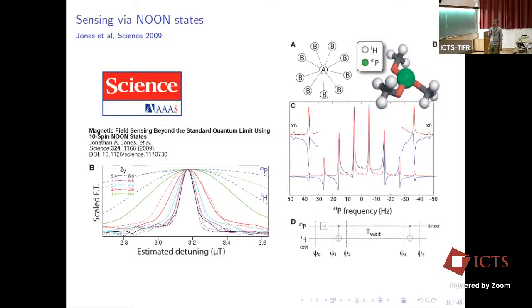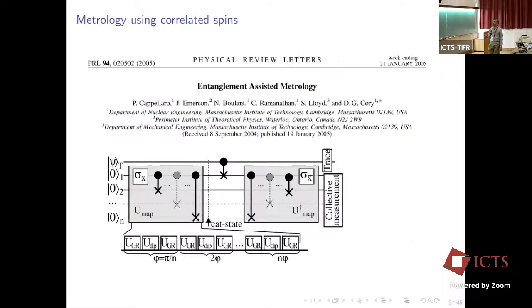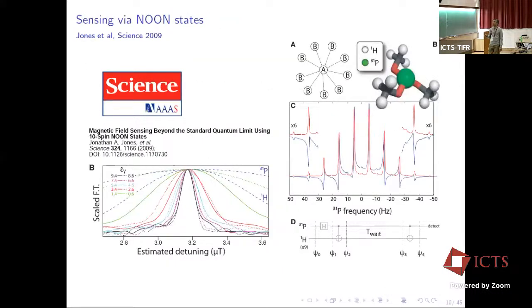Now, if you have a star topology system, then you can do this kind of operation and create a cat state. In this case, they named it the NOON state. I'll explain why it is called the NOON state. And then they described that using the NOON state, they can beat the standard quantum limit and reach towards the Heisenberg limit. So that was very interesting.